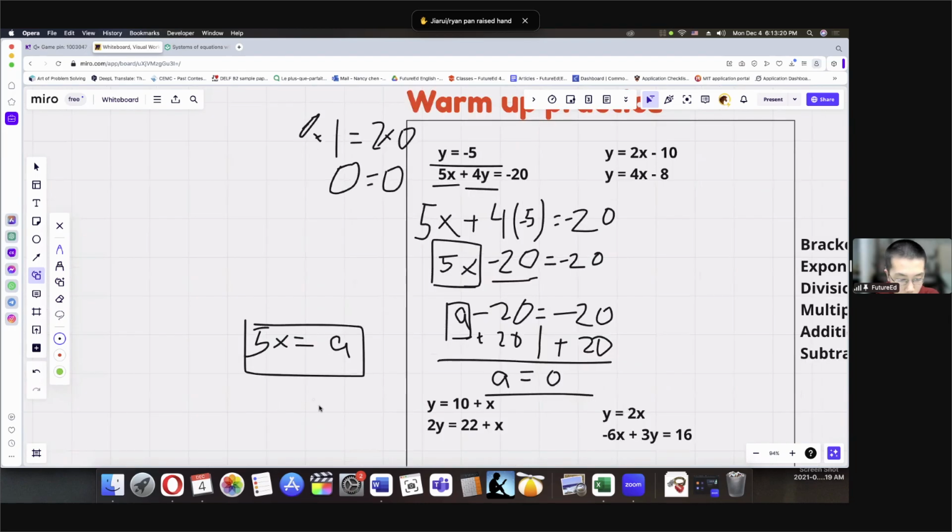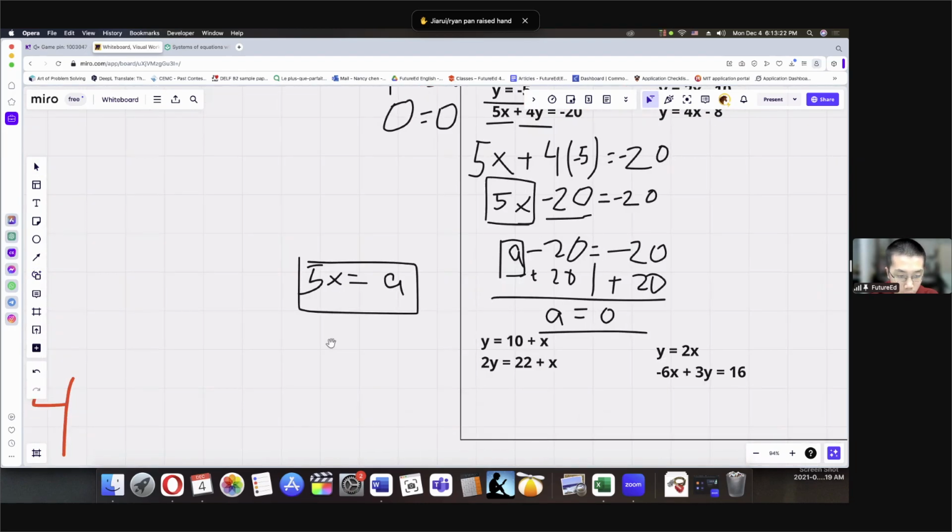Let's just go down here a bit. So now we know that a is equal to 0. So we have 5x is equal to 0. How do we find x? 5 times 0. Okay, so in here it actually is valid to divide by 5 on both sides.